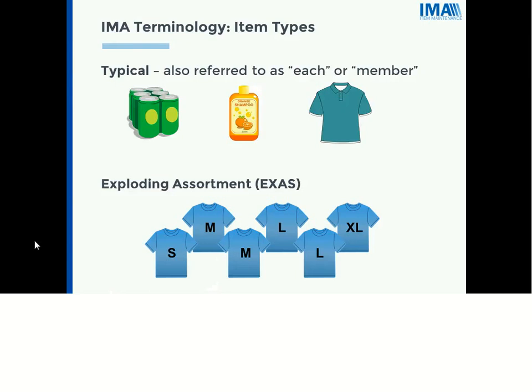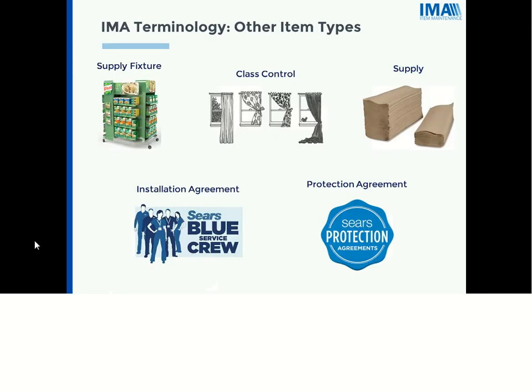There are a few other types of items that can be built in IMA. These are not built as commonly, and most likely you do use those typicals or exploding assortment items.